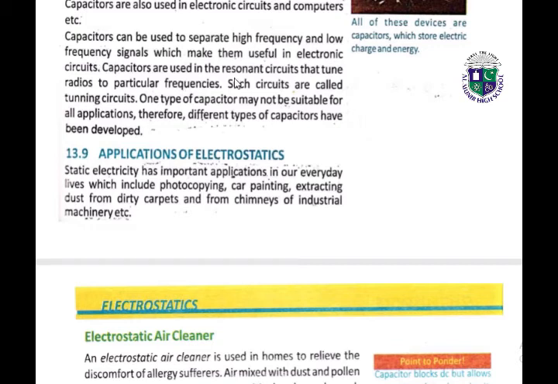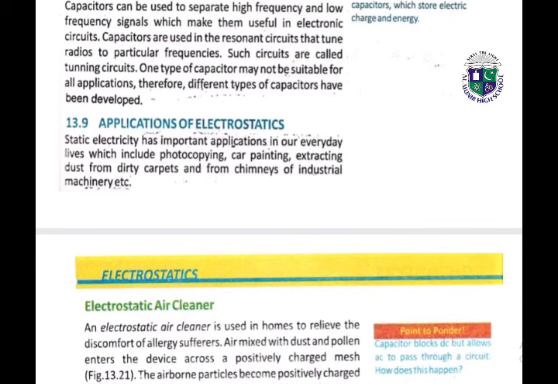Capacitors are used in resonant circuits that tune radios to particular frequencies, so you can play different stations of FM. Such circuits are called the tuning circuits. One type of capacitor may not be suitable for all applications. Therefore, different types of capacitors have been developed for this purpose.